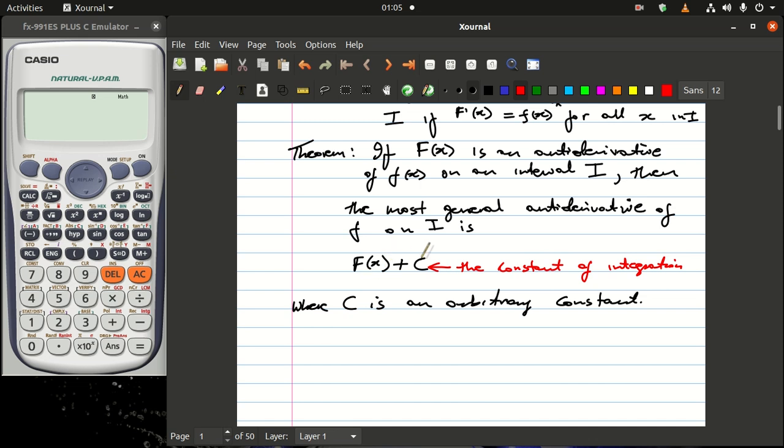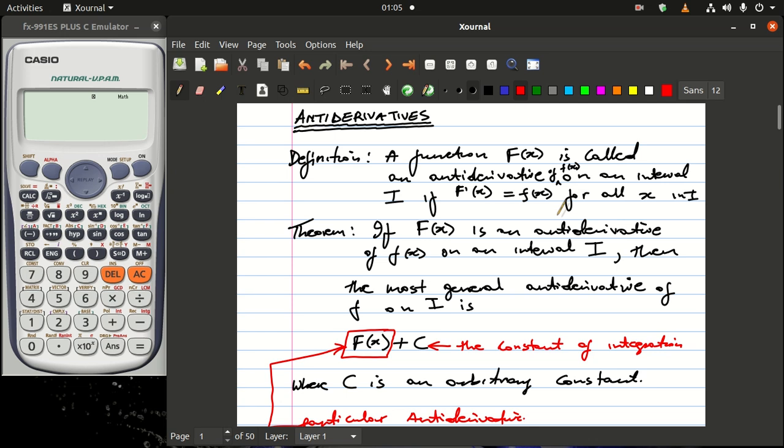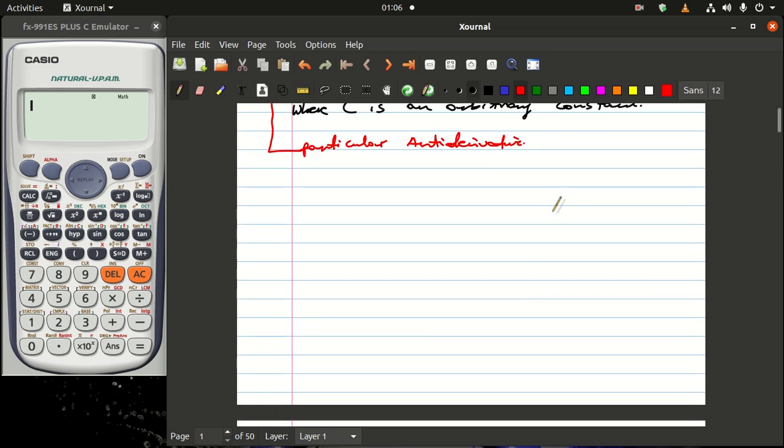Then the second thing: remember that F(x) plus C, we call the most general antiderivative, or the set of all functions such that each one, when you take its derivative, gives you f(x). If you focus only on this part, capital F(x), we call it a particular antiderivative. This is called a particular antiderivative, and this one is called the constant of integration, or integration constant. The combination of those two is the most general antiderivative.